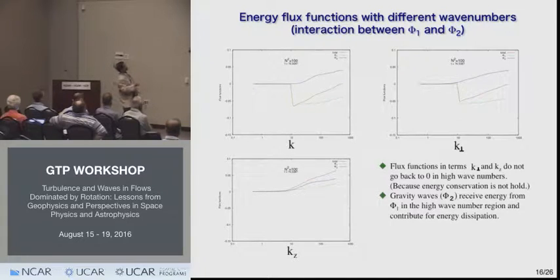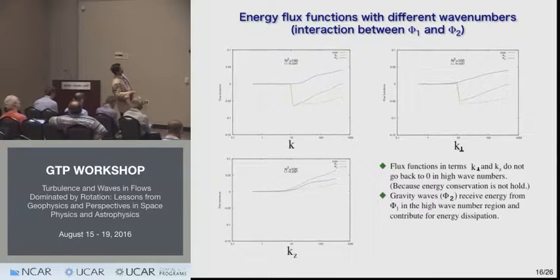So, the energy flux function with different wave numbers means, for the previous case, I just showed the total wave number, K. But if we look at the K perp, which is the horizontal wave number, and the vertical wave number, we have different features in the flux functions. The flux functions in terms of K horizontal and Kz do not go back to zero exactly at high wave numbers because the energy conservation is not held completely for these cases.